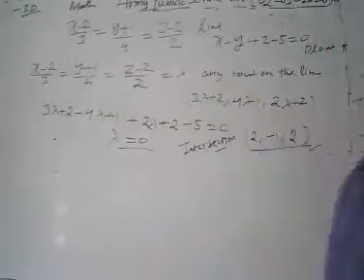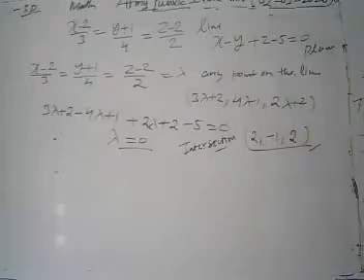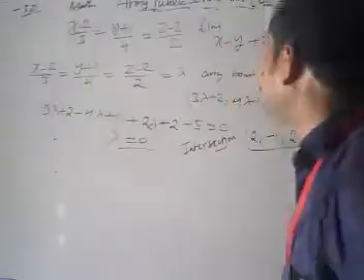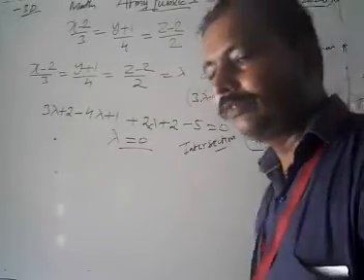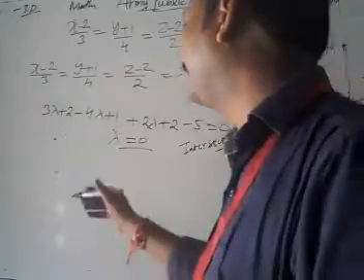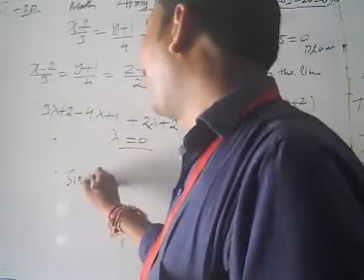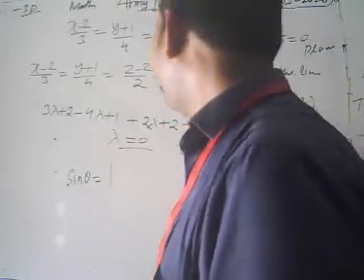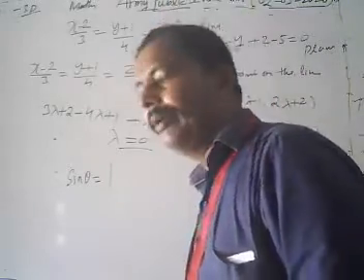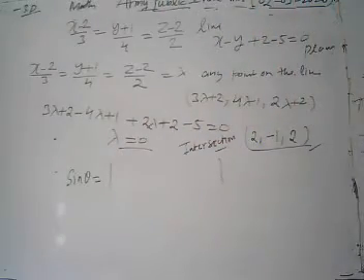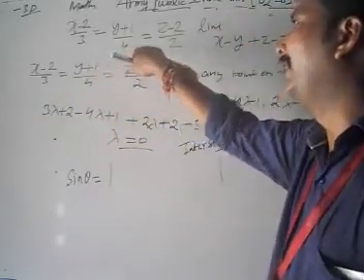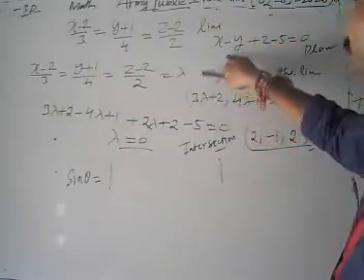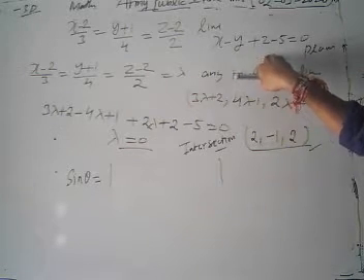Then we have to find the angle between the line and the plane. How can we find the angle between a line and a plane? What is the formula for the angle between a line and a plane? It's given by sin theta is equal to (a1 a2 plus b1 b2 plus c1 c2) divided by the square roots. What are a1 b1 c1? They are the direction of the given line. What are a2 b2 c2? They are the direction ratios of the normal of the given plane.